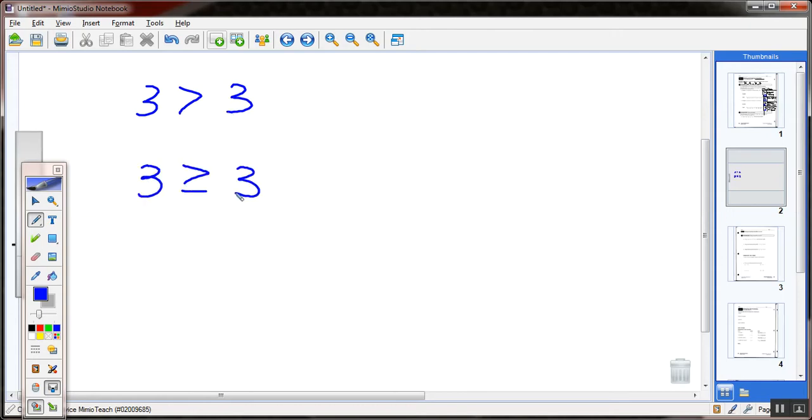Is this first statement true or false? It's false. It's like saying 3 is greater than 3. That's not true. 3 is actually equal to 3. So there's a difference between here. How about this statement? It's true. What part makes that true?